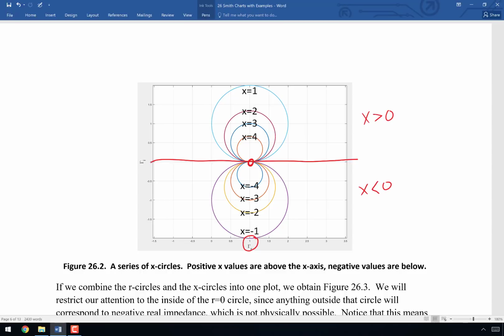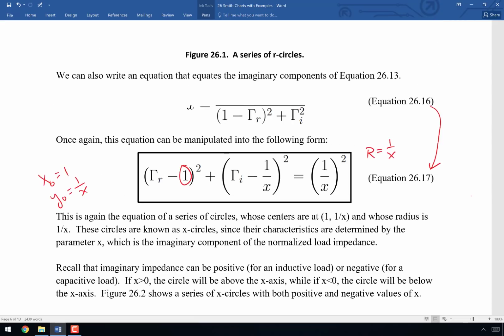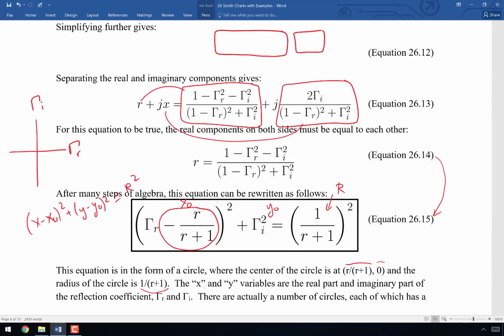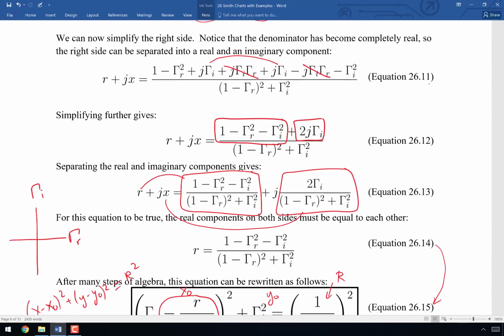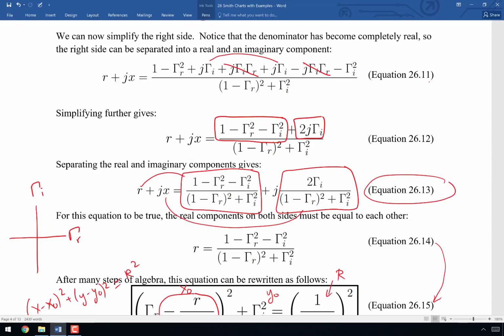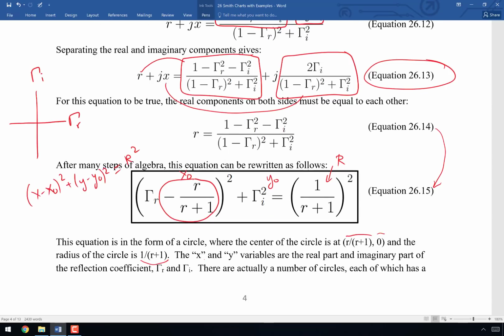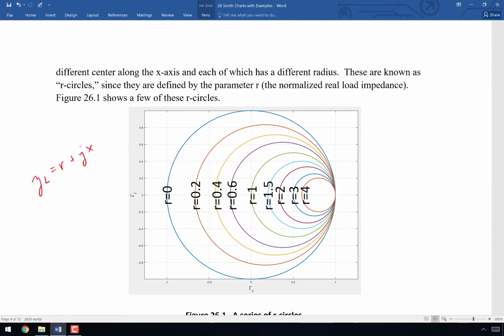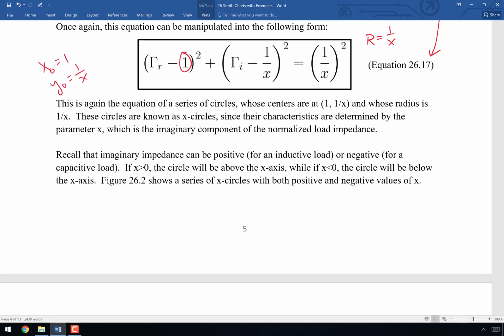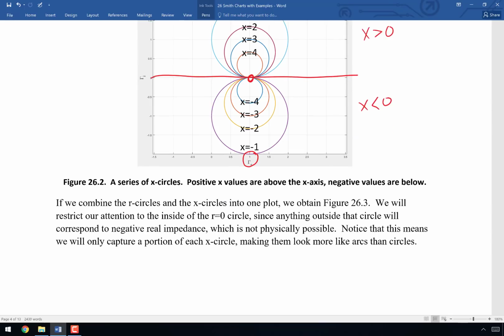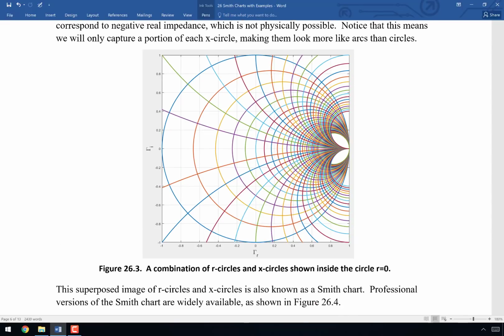So we have R circles and we have X circles, and we know that they both must be true. Let me flip back up so you can remember what that one equation looked like. We know, and we derived this, that equation 26.13 must be true, which means that the real parts must be equal and the imaginary parts must be equal, and that means that both the R circles and the X circles must be correct. So I'm going to plot the R circles and the X circles on top of each other. So again, now I've combined them together.